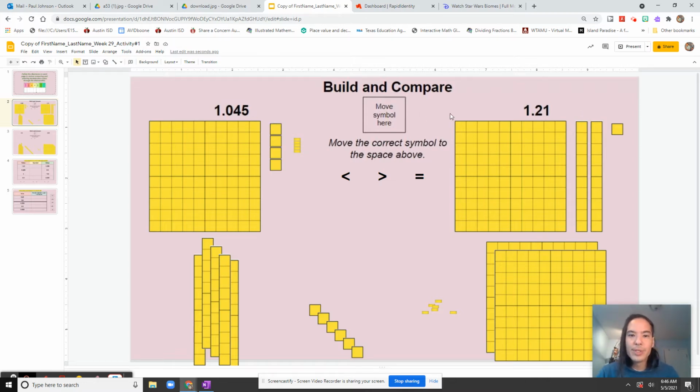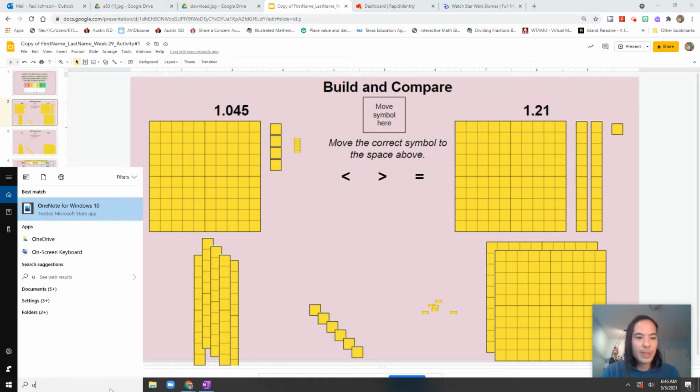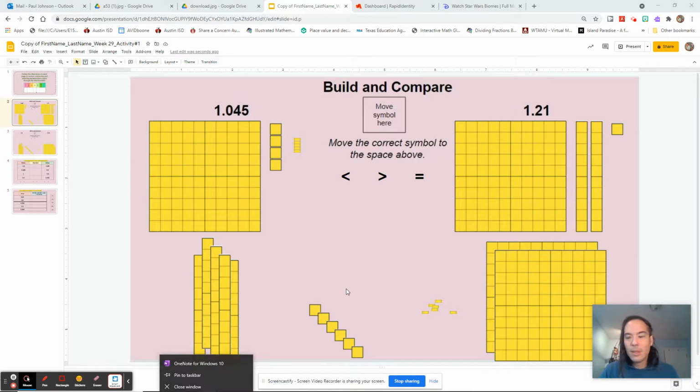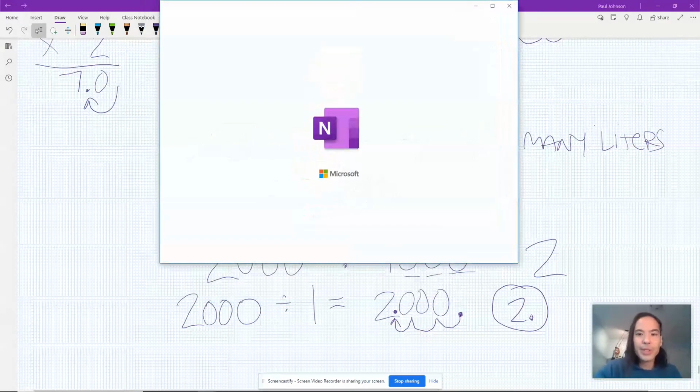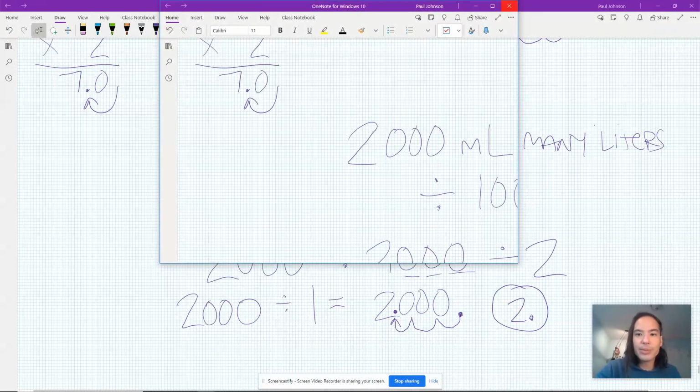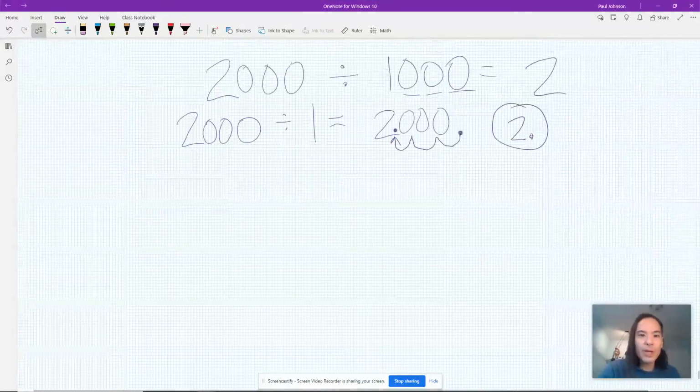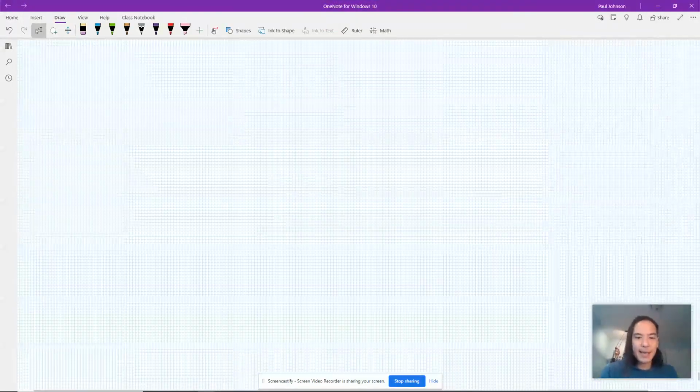Okay, so now we're supposed to compare these two things. We're supposed to compare which one of these is larger. So what we're going to do is, oops, I already have one note open. Close that one now. We're going to compare these numbers by stacking them, okay?